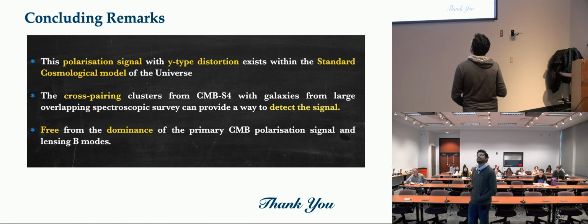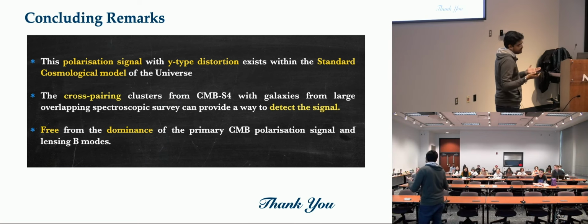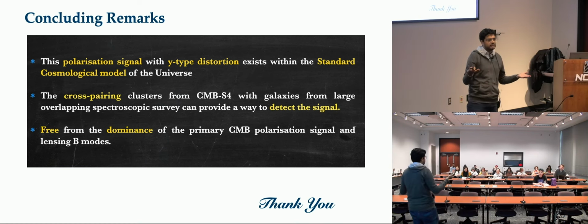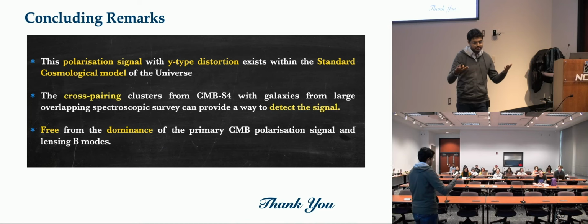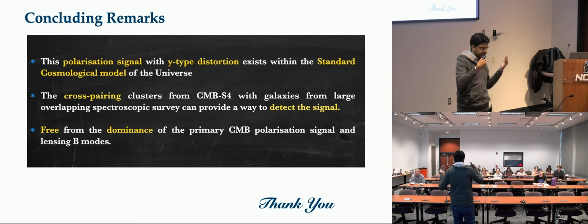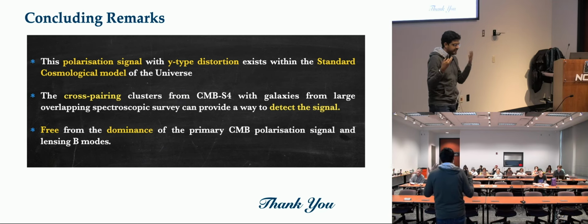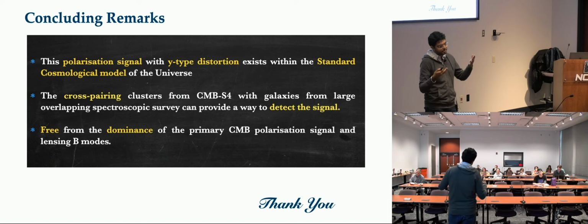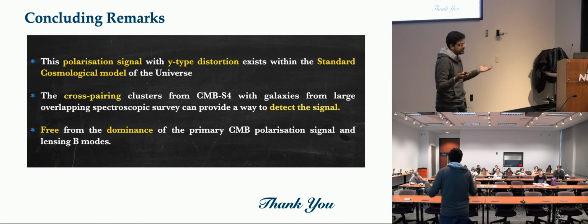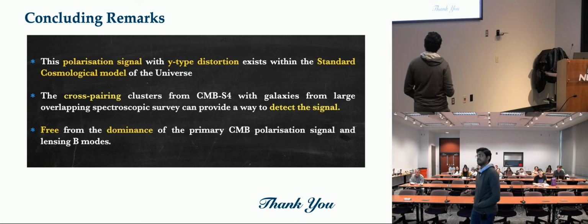Let's end by saying that everything I've said is a part of the standard cosmological model. There's nothing beyond the standard model that you need to get this kind of polarization signal. Everything is out there. It's a very clean signal to detect, but the problem is that it's a very weak signal, and we are trying to figure out different ways to detect it.